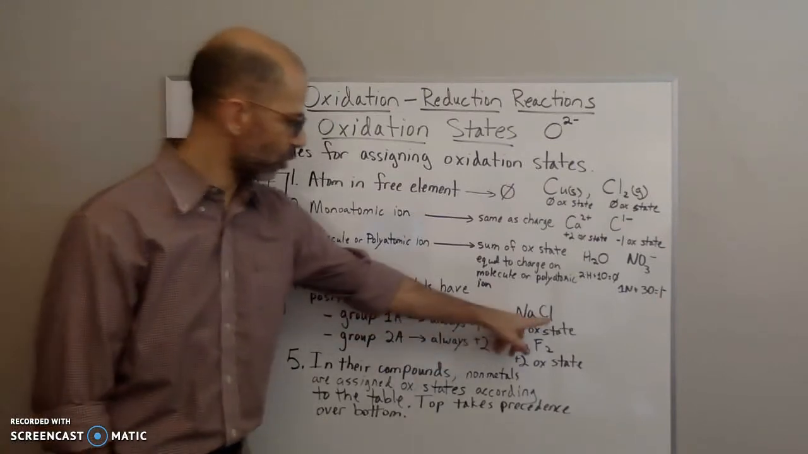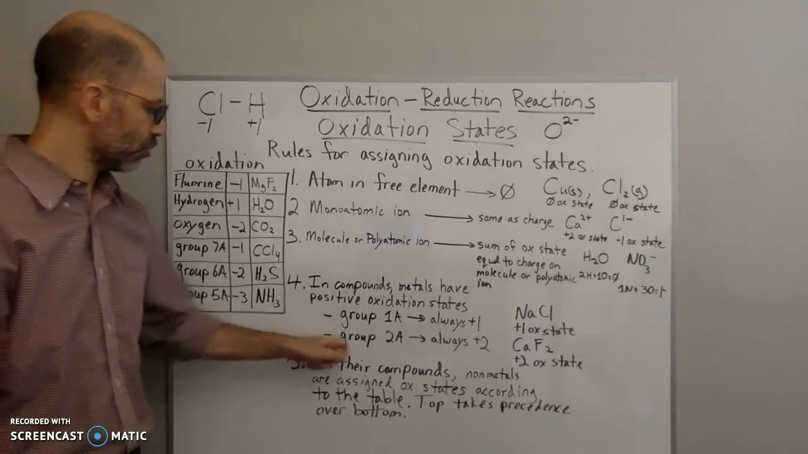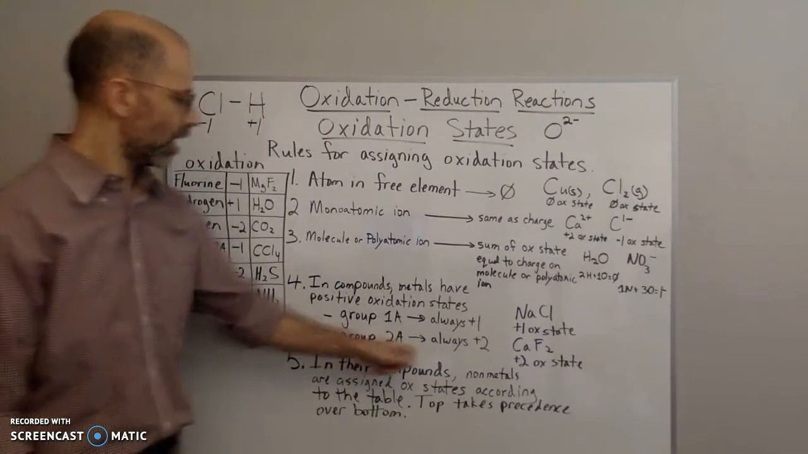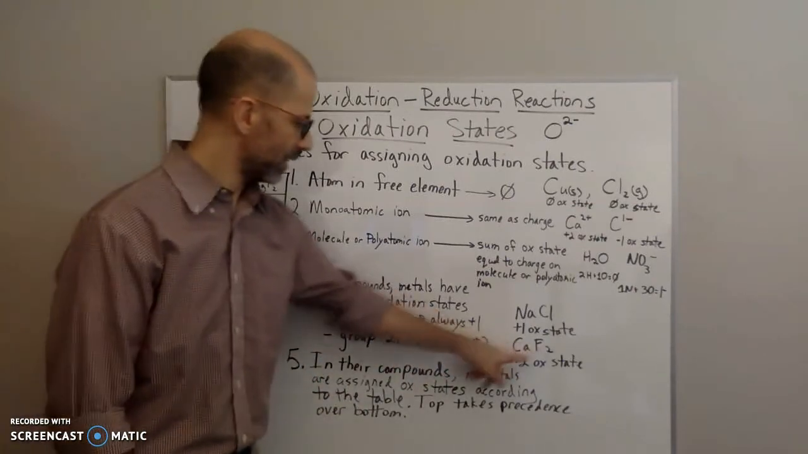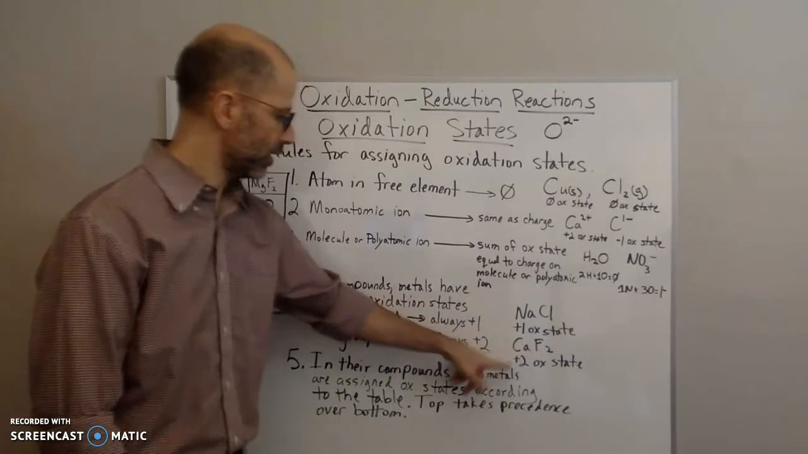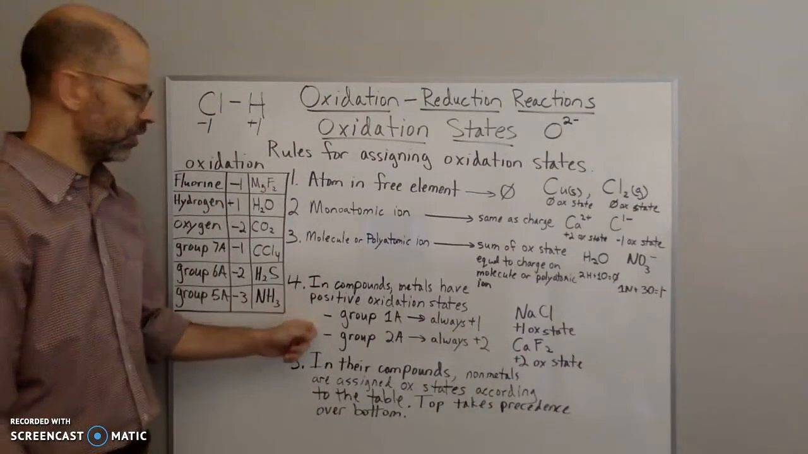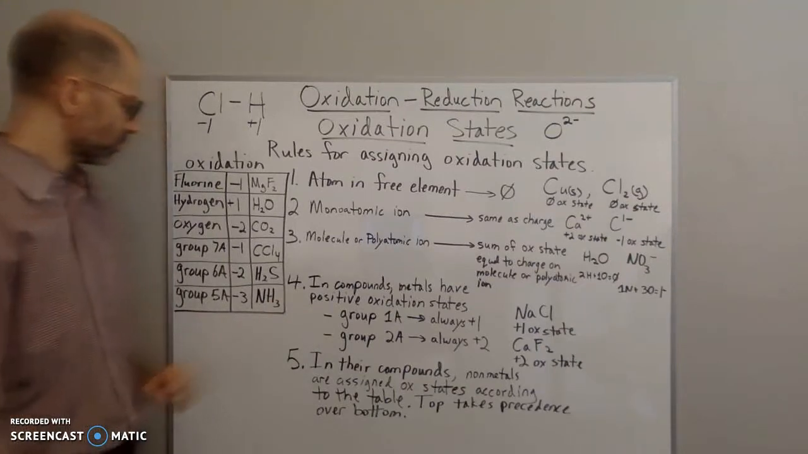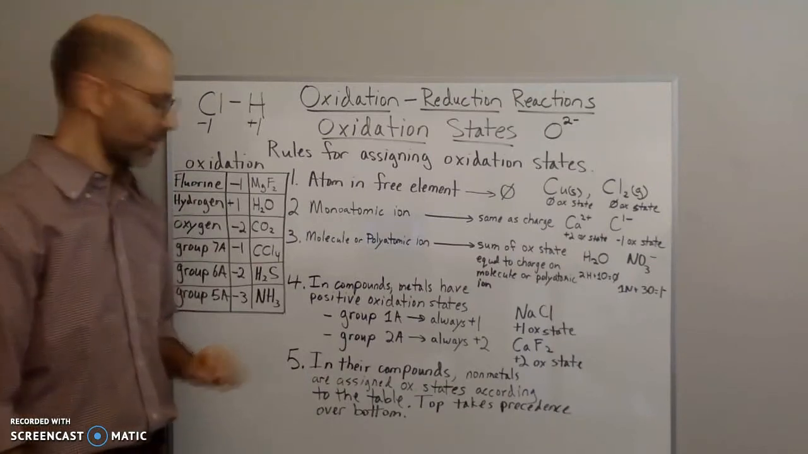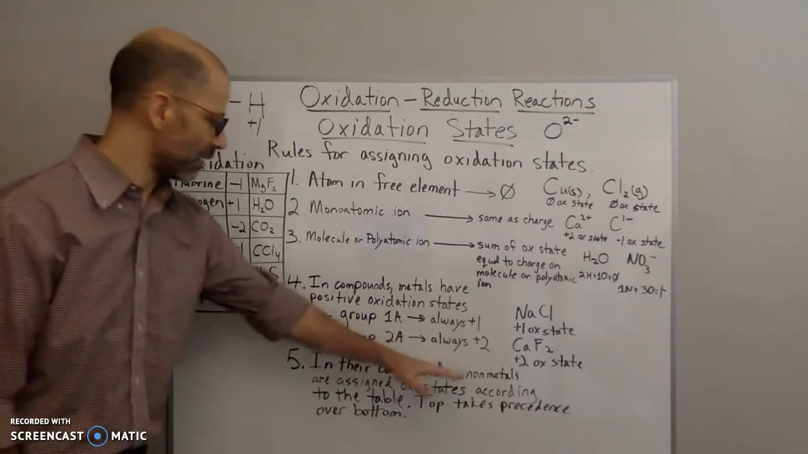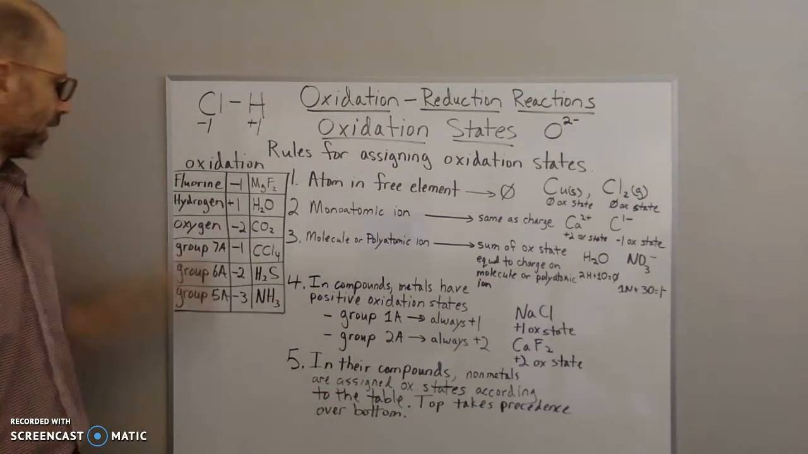So we have sodium chloride, so sodium is a +1 oxidation state. Group 2 elements are always a +2 oxidation state. So calcium in this compound with calcium fluoride, calcium has an oxidation state of +2. So this is always the case. And then finally, number 5, when we're talking about nonmetals, in their compounds, nonmetals are going to be assigned oxidation states according to this table right here.